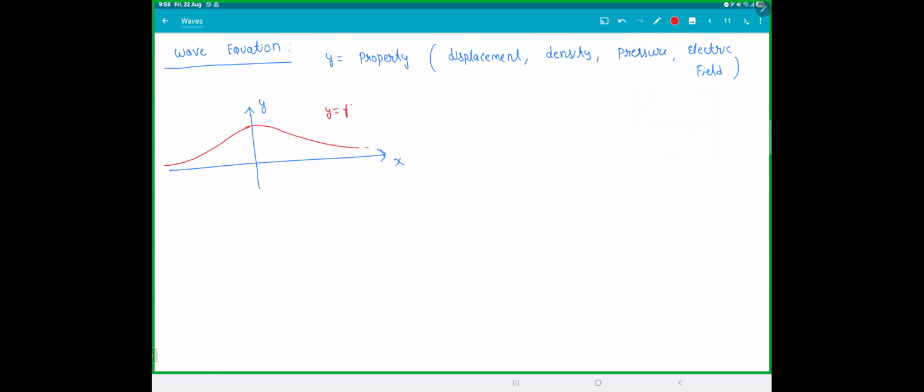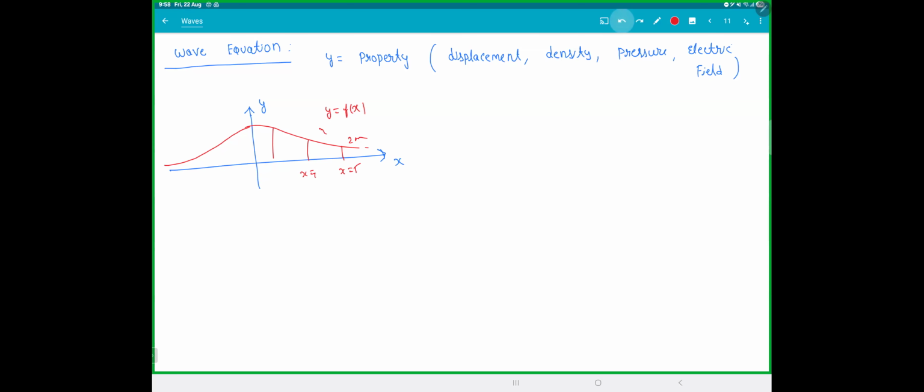So what is this thing giving you? This is basically giving you the height of the particle on the string for every x coordinate. For example, say x is equal to 5, let's say height is 2 millimeter. x is equal to 4, height is 3 millimeter. x is equal to 1, height is 6 millimeter. x is equal to 0, height is 8 millimeter. So these are different heights of the string. Basically, this is that bump.